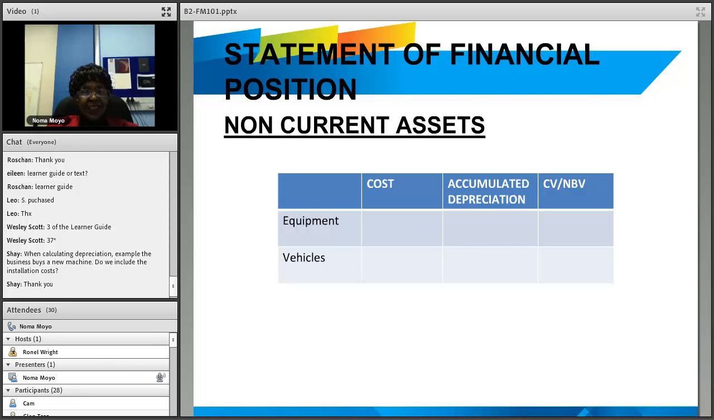Statement of financial position. What it means is if your equipment was 100,000 and it has accumulated 40,000, in your statement of financial position, you'll show equipment 100,000, accumulated depreciation 40,000, carrying value or net book value 60,000. The same applies to motor vehicles. If you had bought them for 200,000 and they've depreciated by 120,000 accumulated depreciation, the net book value will be 80,000.